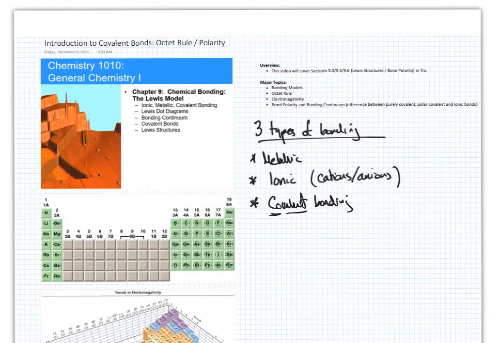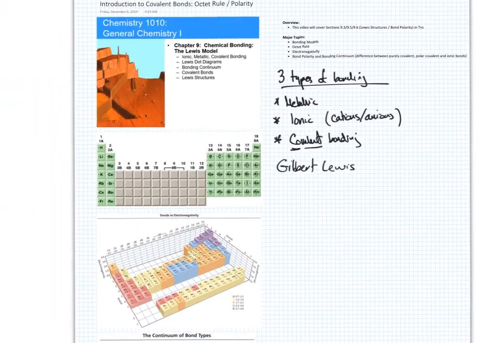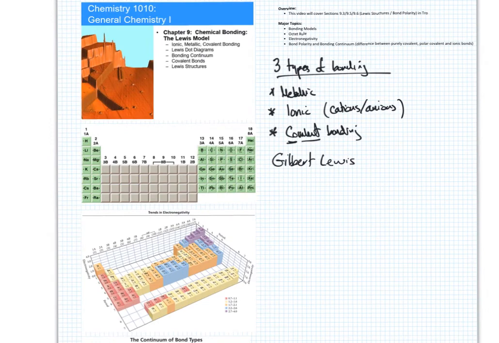In the early 1900s, as our understanding of chemical compounds was improving, a chemist named Gilbert Lewis proposed that a way to explain how atoms would come together and form chemical bonds would be with a very simple model involving these dot structures. These are shown over here in this figure.